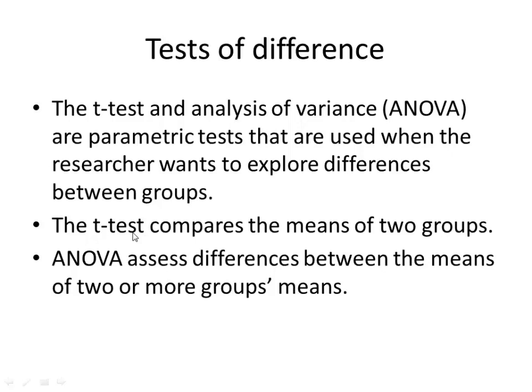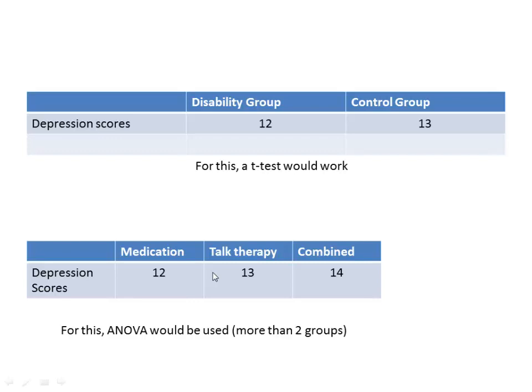We use the t-test when we have just two groups and we want to compare the means of the two groups and see if there is a statistically significant difference between them. Analysis of variance is what we use when we want to explore whether there are differences between the means of two or more groups. So if we have 3 or 4 or 5 groups and we want to see if there are differences between the groups, then we would have to use the analysis of variance. And we'll look at the reason for that after we get into how these tests work a little bit.